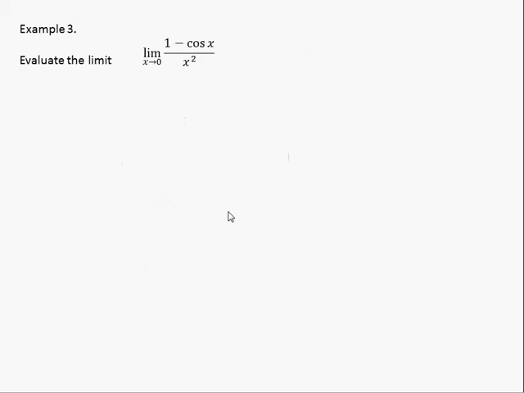Next example. Again, it looks a little bit elaborate here. If we just substitute in 0 straight away, the limit as x approaches 0 of 1 minus cos x divided by x squared, well, cos of 0 is 1, so 1 minus 1 is 0. So we've got 0 over 0 squared, so 0 over 0, which is indeterminate. So what we'll have to do is use L'Hopital's Rule.